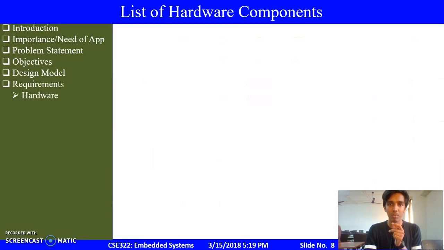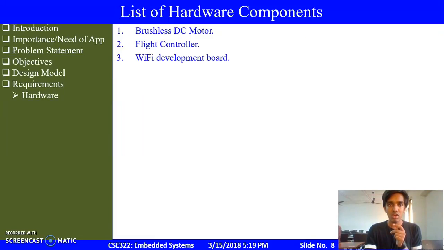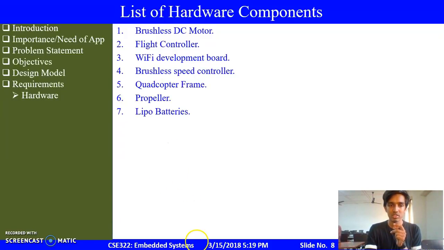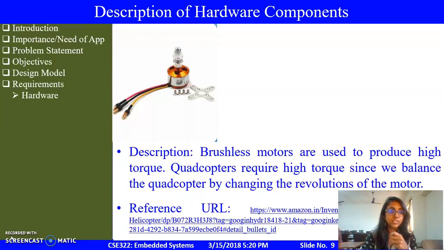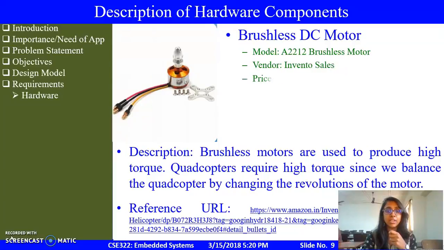These are some of the hardware components that we'll be using: a brushless DC motor, flight controller, a Wi-Fi development board, the brushless speed controller, the quadcopter frame, the propeller, and the LiPo batteries. The first hardware component is the brushless DC motor. Brushless DC motors are used to produce high torque. Quadcopters require high torque since we balance the quadcopter by changing the revolutions of the motors.